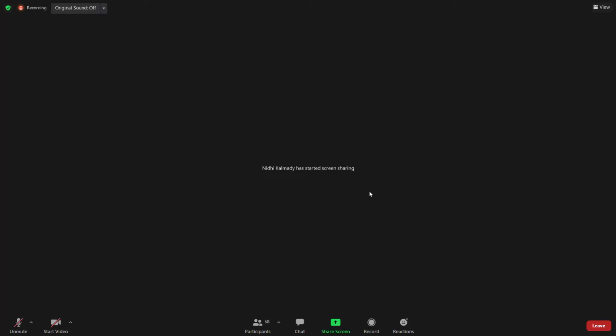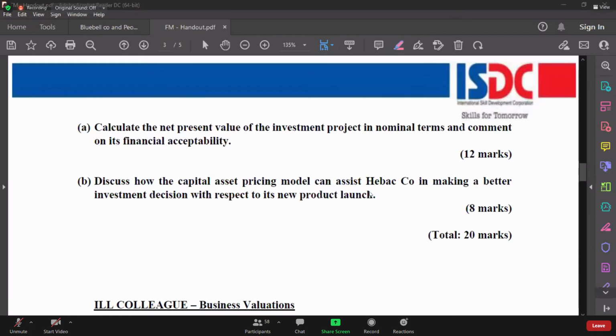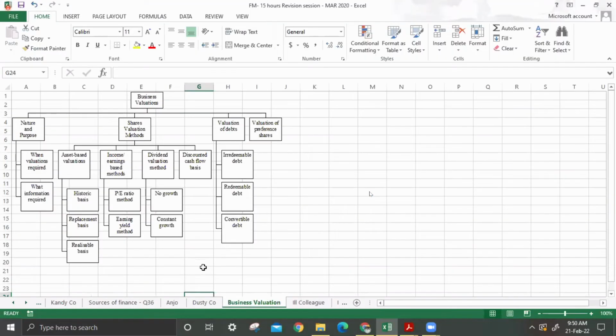So if I value a business based on the asset-based method, I'm going to get a different answer. Based on earnings or yield method, a different answer. Based on cash flows, a different answer. So that's why they say business valuation is an art. Okay, that's about it. So we all know that we can value businesses differently, and I hope everyone knows how to calculate it, the formulas and everything, because this is a revision session. So it is assumed that you all know it already.